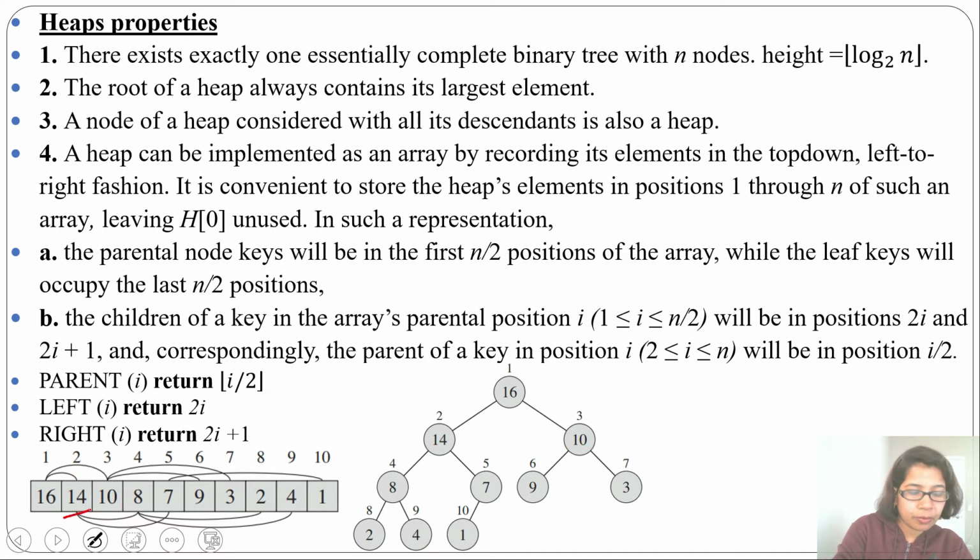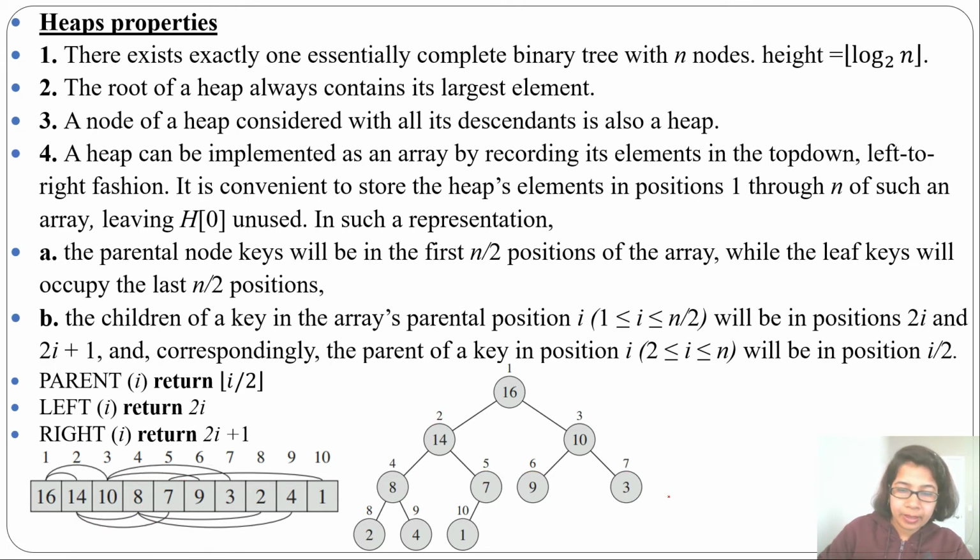Now check for 14. 14's index is 2. Its left child will be at the 4th position, 2 multiplied by 2, and the right child at the 5th position, 2 multiplied by 2 plus 1. Here 4 and 5 are the left child and right child of 14. Next for index 3, its left child will be at the 6th position and the right child will be at the 7th position. You can mark here, these are the left and right children.